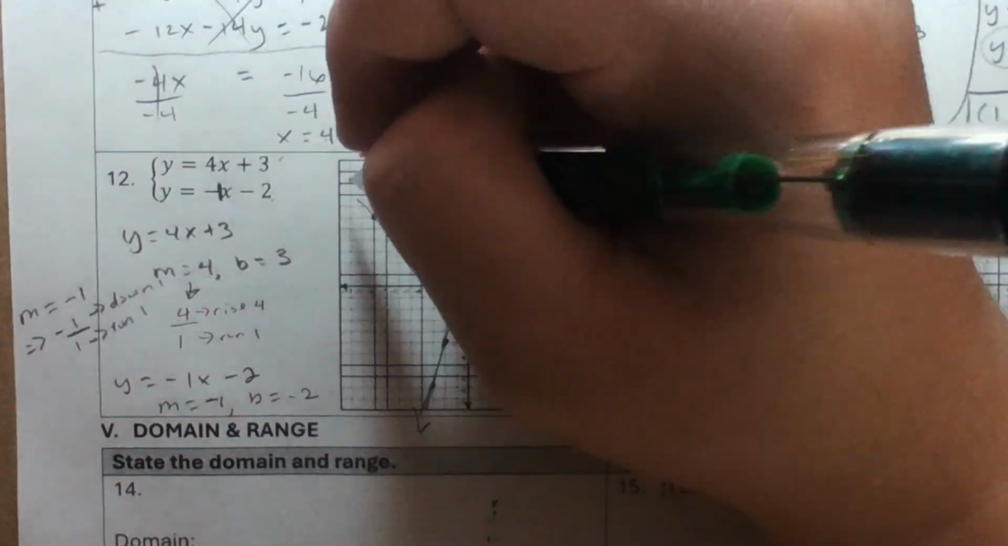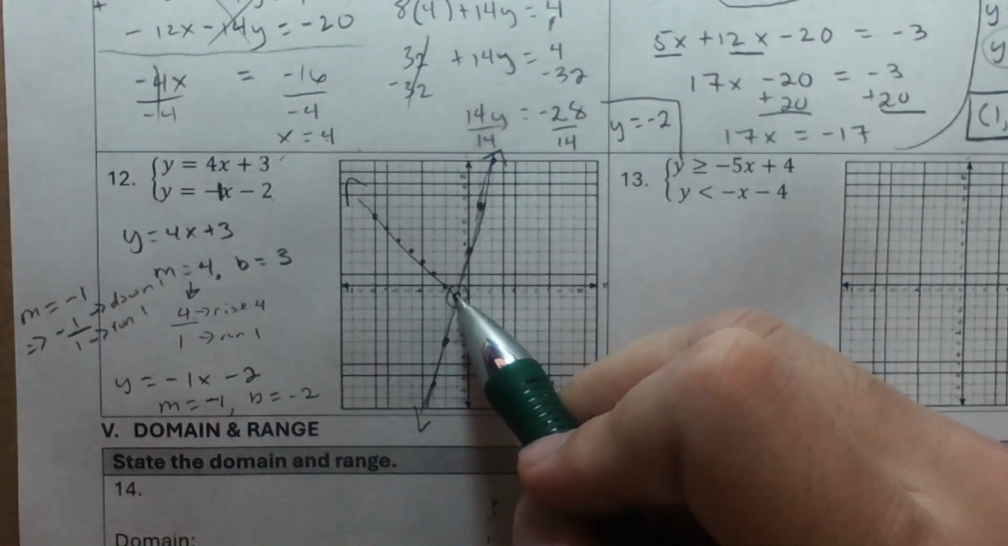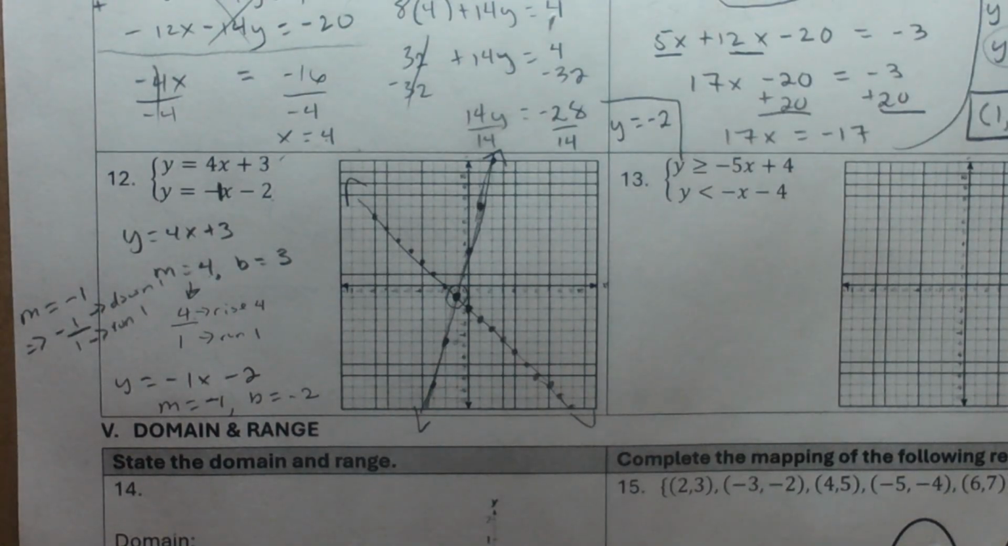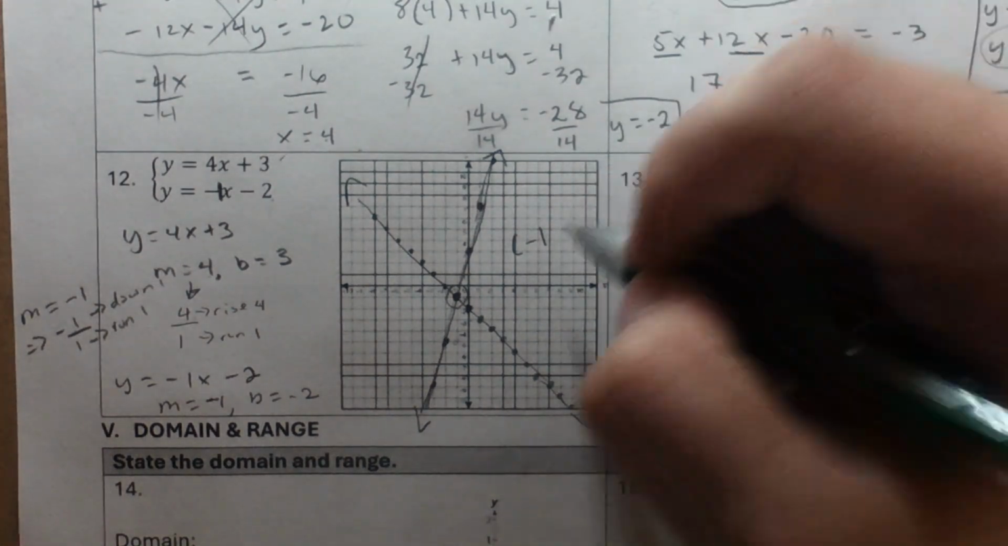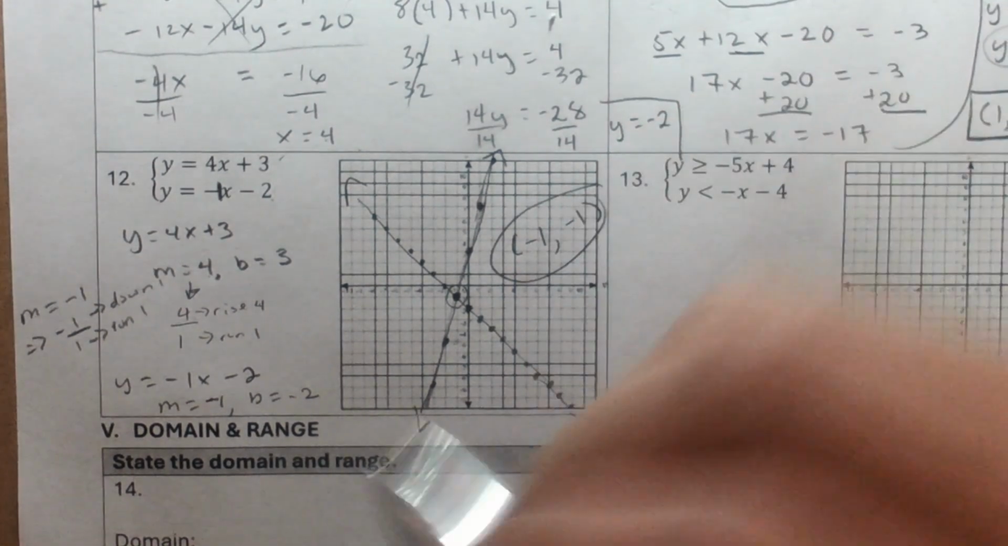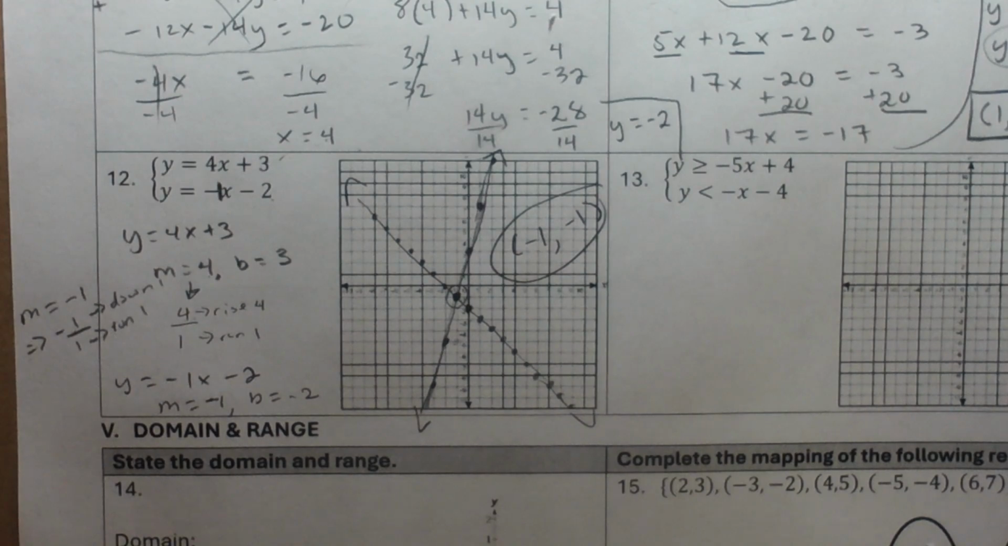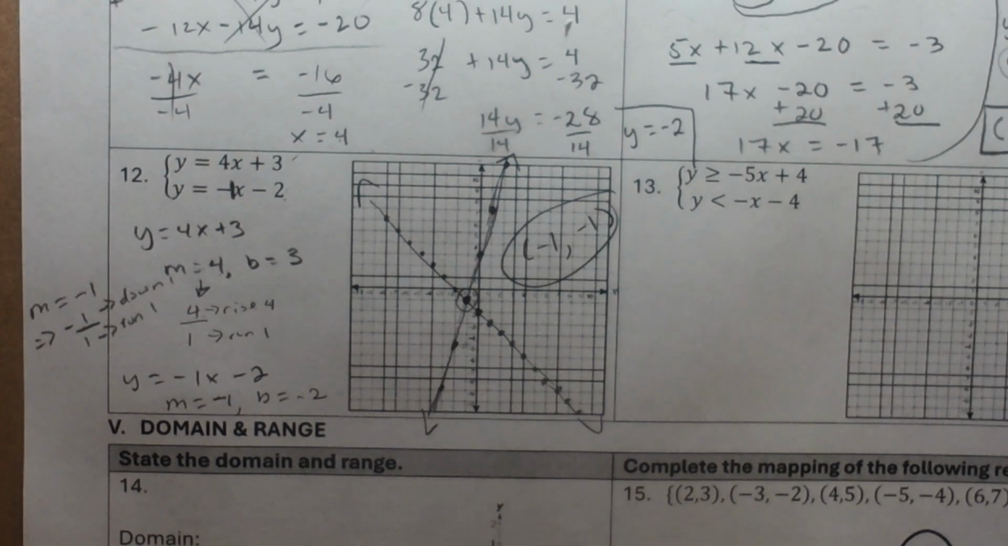And look at that. This point here that I circled is negative 1, comma, negative 1. That's the answer to this system of equations.